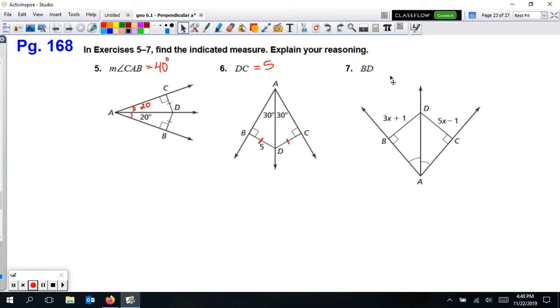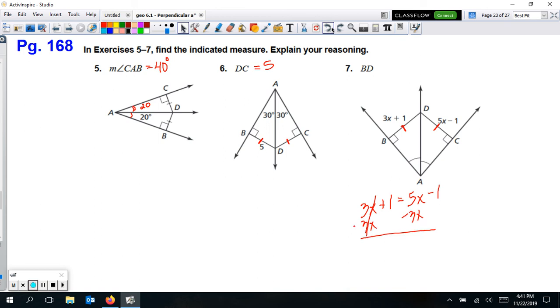And then for number 7, we're looking for DB, so that would be this segment here. It's the 3x plus 1. And our situation, again, is that we have an angle bisector with the marks here. The diagram marks off the angle bisector. So here's your angle again, CAB or BAC. And it is bisected because of these marks in here. This AD is definitely that angle bisector. DB is perpendicular to this side. DC is perpendicular to this side, so that means that these two are equal, they are congruent. And so we can set up our equation with these two being equal to each other. So 3x plus 1 will equal 5x minus 1.